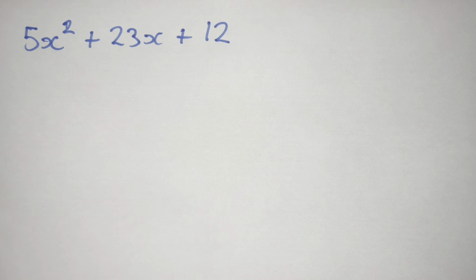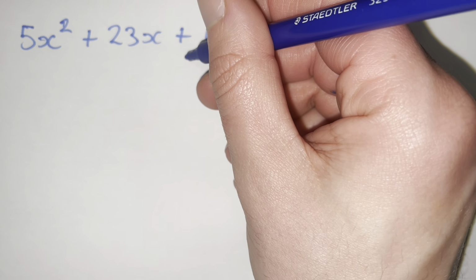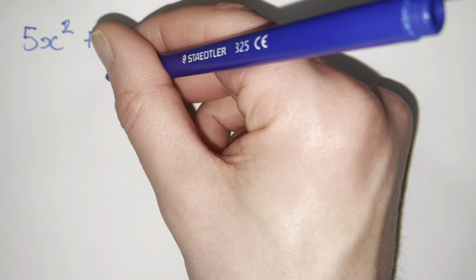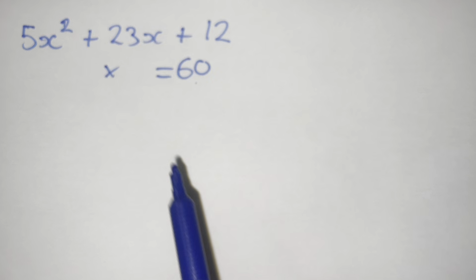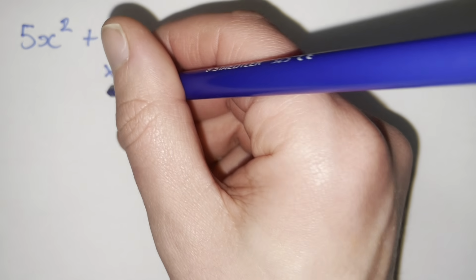Let's look at one last example where we're starting with 5x squared plus 23x plus 12. So again, we need to start off by multiplying together our coefficient of x squared by our number on the end. 5 times 12 gives us 60. We're then looking for a pair of numbers that multiply together to make 60, but also add together to make 23.